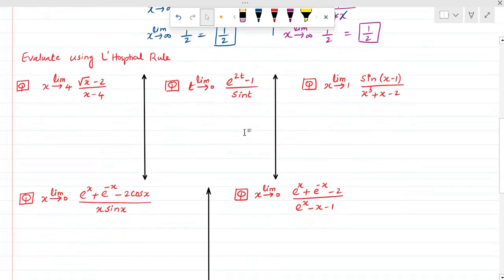Let us go to the next problem we have. Here the same thing, I have to apply the limit first. When you apply the limit, root 4 which is 2, 2 minus 2 which is 0 over, when you apply the limit in the denominator, x minus 4 which is 0 over 0 when you apply the limit. So it is an indeterminate form. I say it is indeterminate form. Apply L'Hopital rule.